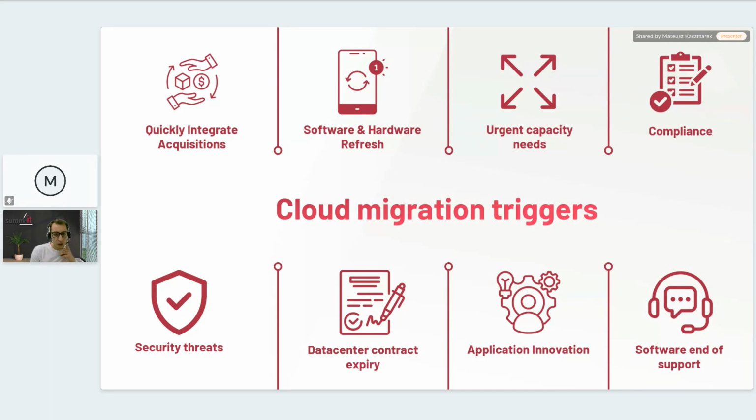The second one will be the software and hardware refresh. As on-premise hardware and software get older, keeping them up to date becomes expensive and inefficient. By moving to the cloud, we get rid of these costly upgrade cycles, and it also gives us the possibility to access the latest infrastructure and applications.